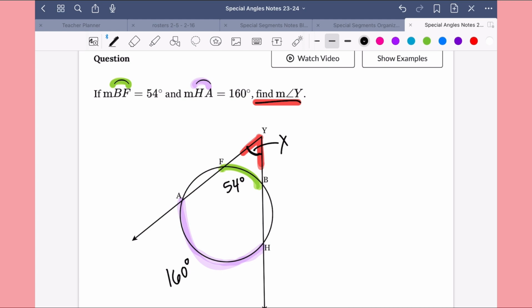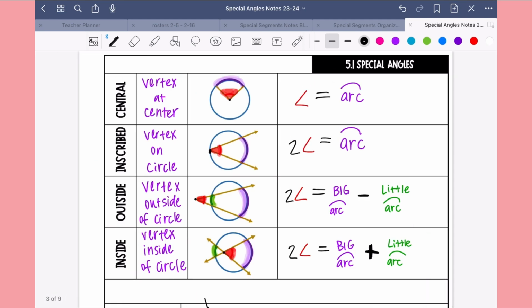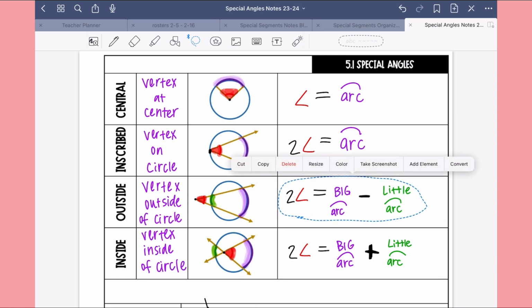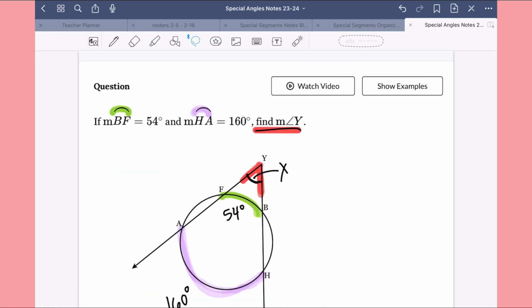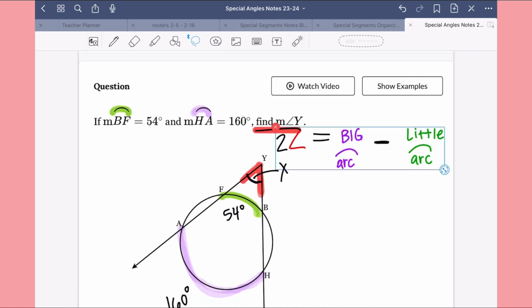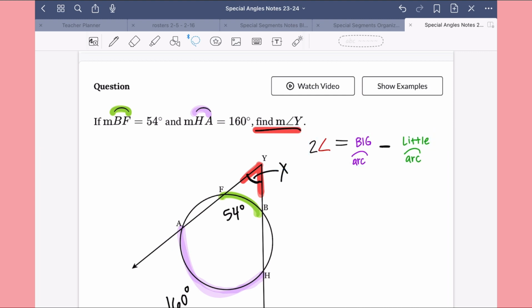So for this one, it's outside of the circle. So my formula for that is here. 2 times your angle equals the big arc minus the little arc. Okay, so I'm going to bring that over. Put it here. You see how now I can follow along with the formula. So 2, I'm going to use the colors just to help you, times your angle. What's your angle? I don't know what it is, so it's X right here.